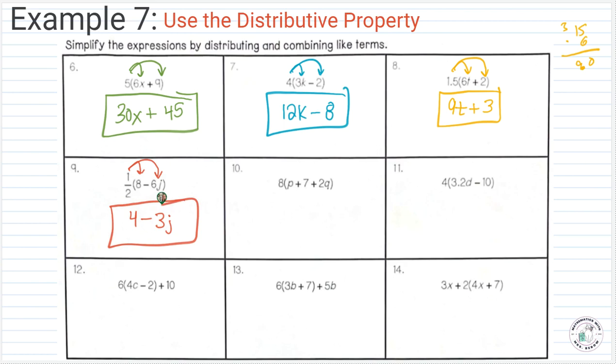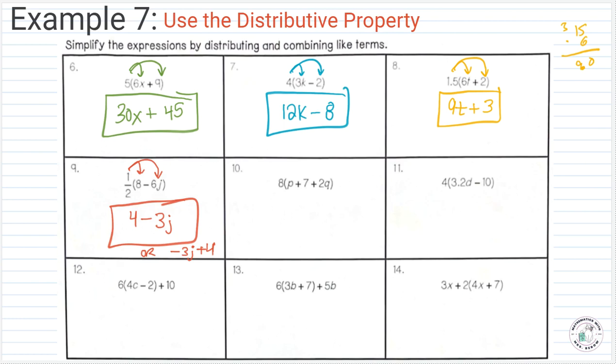And if you did have to rewrite this so that it was more in that standard form, you would write negative 3j plus 4, in case your teachers are a little bit more picky on, again, that variable term being first. Those two are exactly the same thing. So 4 minus 3j, or negative 3j plus 4, same thing, just written a little bit differently. One in its proper form.